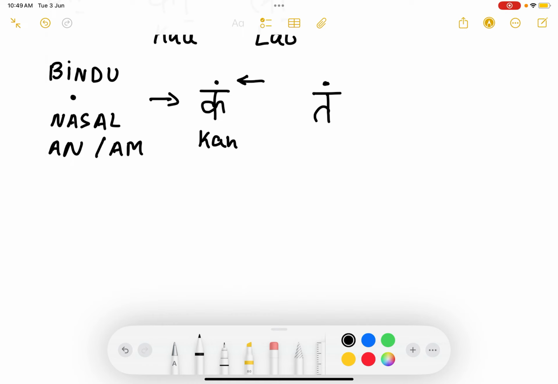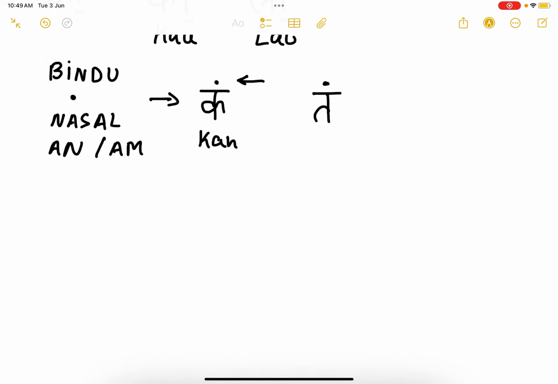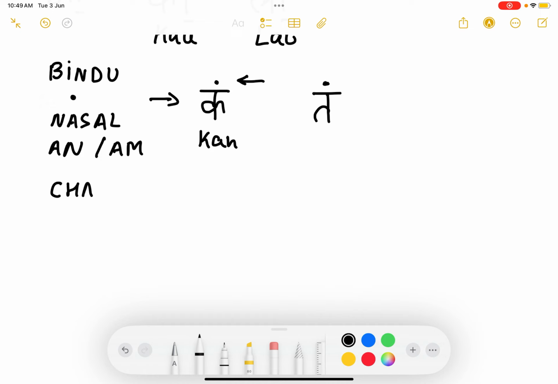Another matra we have which is nasal is the chandra bindu.